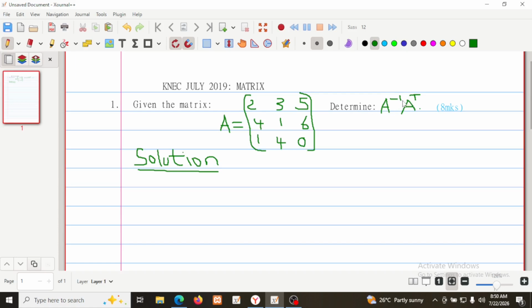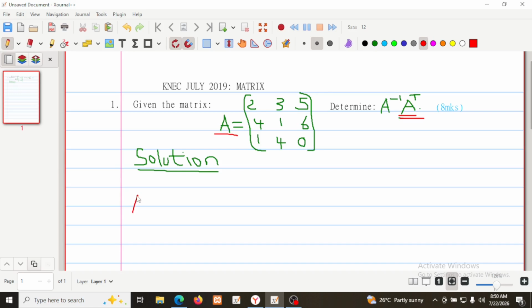Determine A inverse, product of A inverse with the transpose of the same matrix. So we can start with the easy part. We can determine the transpose part, because it's just converting. Since this is our A matrix, we can find its transpose.